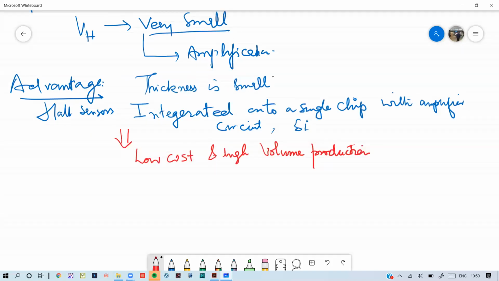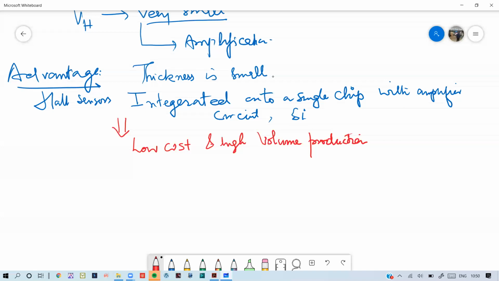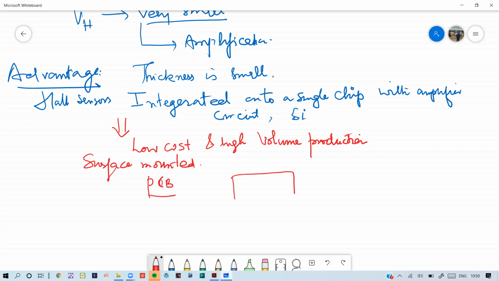These are also surface sensors. They can be mounted on surfaces. That means you take a Hall sensor, a small strip, and you can mount it on a surface. If you have a PCB, a printed circuit board, you can take a simple PCB and place a Hall sensor on it along with the different components, the amplifier circuit, the signal processing circuits, and all that.